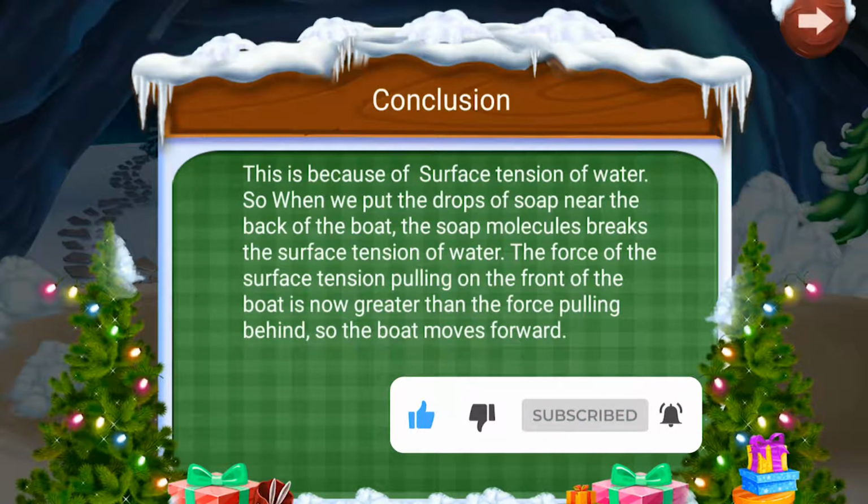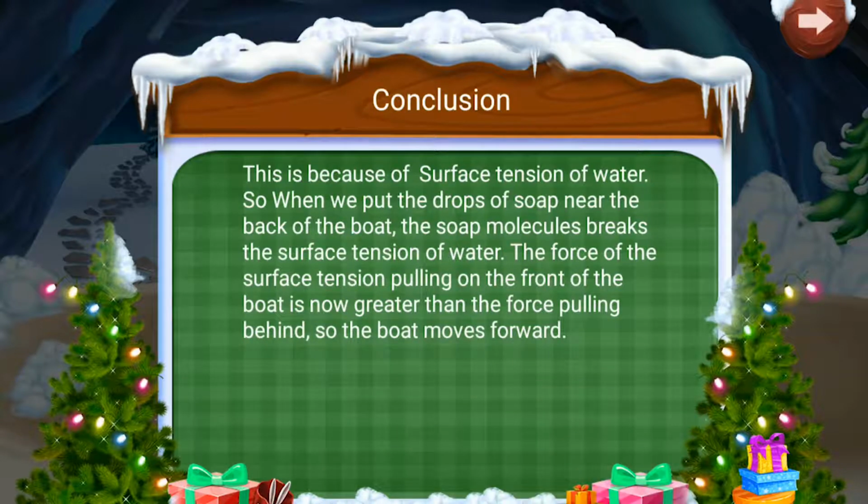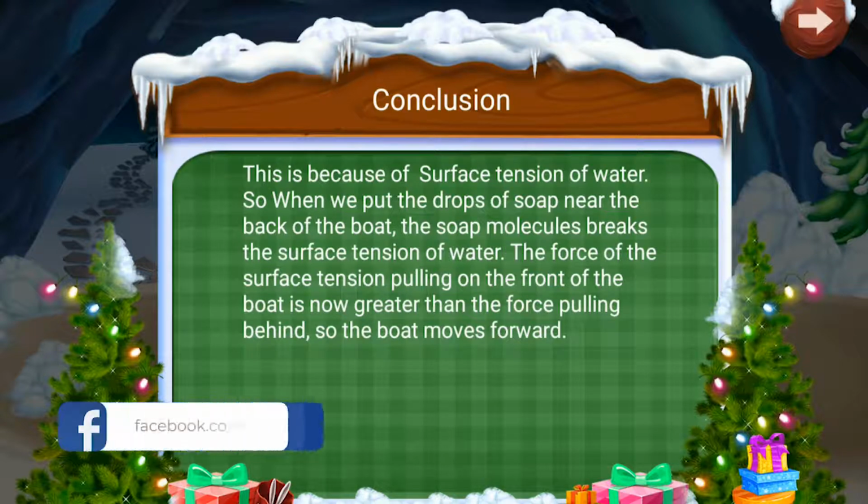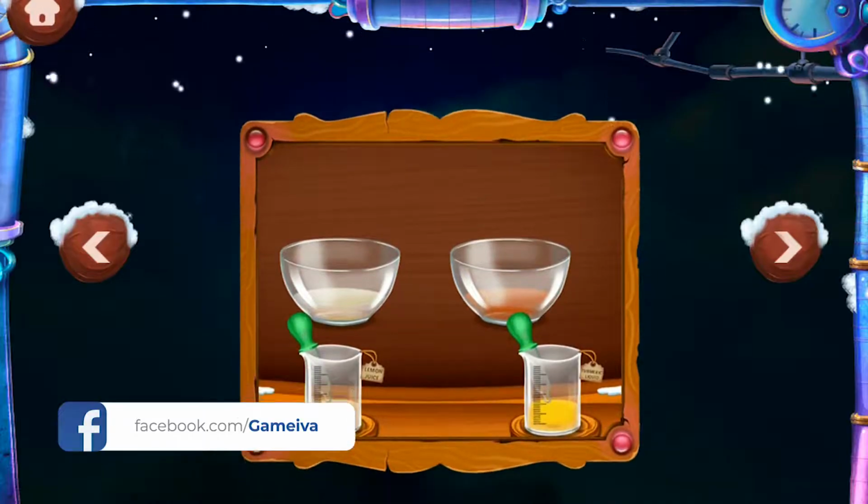Conclusion. This is because of surface tension of water. So, when we put the drops of soap near the back of the boat, the soap molecules break the surface tension of water. The force of the surface tension pulling on front of the boat is now greater than the force pulling behind. So, the boat moves forward.